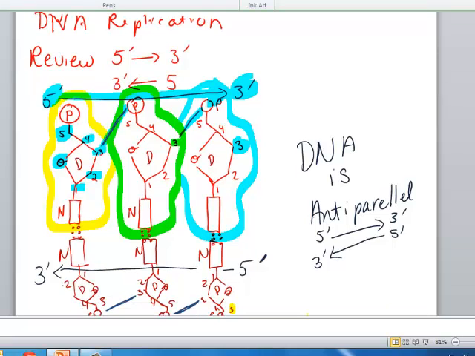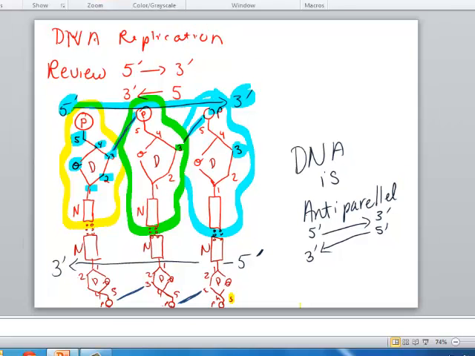Oh, let me resize this view. It's not quite the right size. There we go. That's a little bit better.